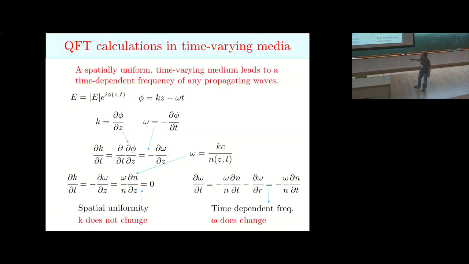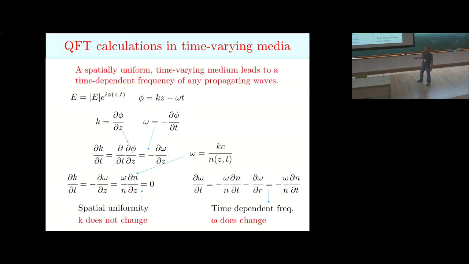But the system I'm looking at is spatially uniform. So there is no dn/dz. That's precisely the starting point of my system. This is a pure n of t. There's no z dependence, so this has to be equal to zero. And so this immediately tells me that dk/dt is equal to zero, so k does not change. I have spatial uniformity and change everything in time. This simple calculation tells you that dk/dt is equal to zero.